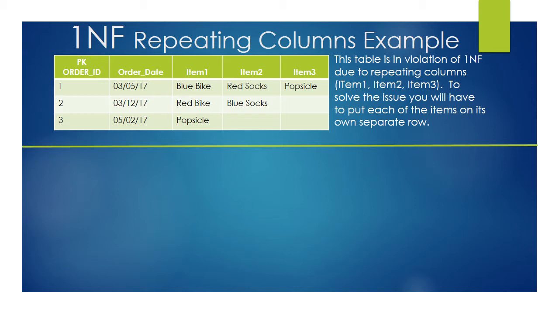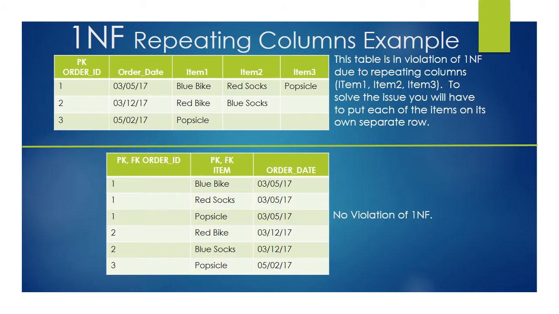The issue arises when the customer wants to order a fourth item. To purchase a new item, a new column would have to be added. Tables should be designed correctly initially so that columns will not need to be added. To solve this issue, all you have to do is put each of these items on its own separate row. Putting the items on its own row did the trick, and we are no longer in violation of first normal form.